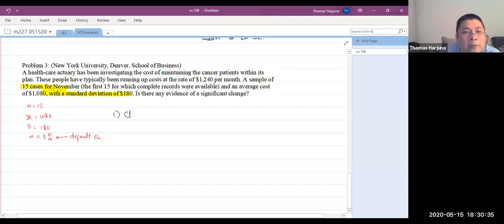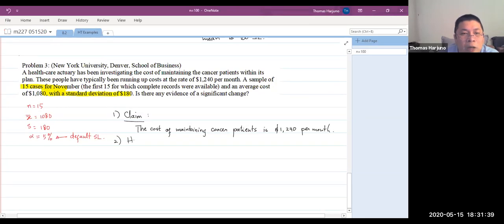Now then, what is the claim here? Let me start from here. The claim. Is there any evidence of a significant change? What change? The cost of maintaining cancer patients has changed from 1,240. Let me rephrase it: the cost of maintaining cancer patients is $1,240 per month. And we want to see if that has changed.